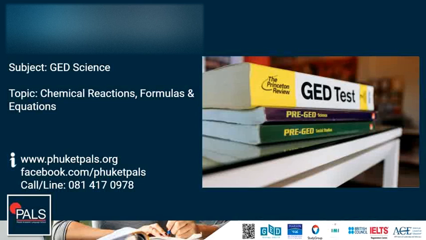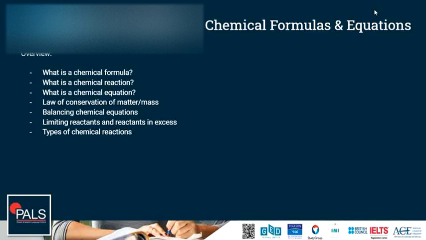Today we will learn about chemical reactions, chemical formulas, and equations. So first of all, a little overview. We will learn and discuss what a chemical formula is, what chemical reactions are, what chemical equations are. We will learn about the law of conservation of matter, or the law of conservation of mass, how to balance chemical equations, what a limiting reactant is and what a reactant in excess is, and we will learn about different types of chemical reactions.